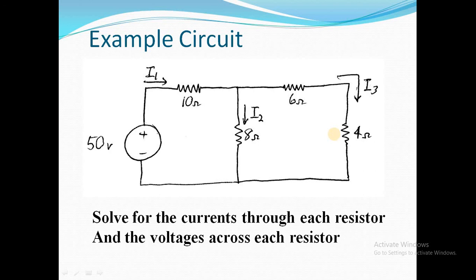So example of the circuit. Solve for the current through each resistor and the voltage across each resistance. This problem is for homework. I'm giving you this problem for your homework. Just try to solve this problem and calculate the currents I1, I2 and I3.